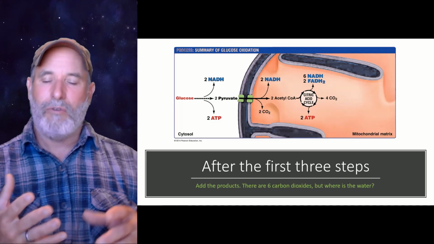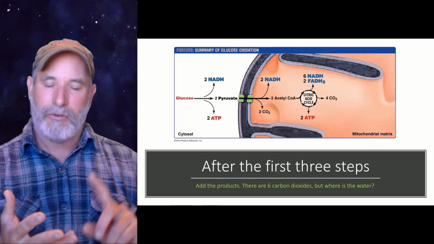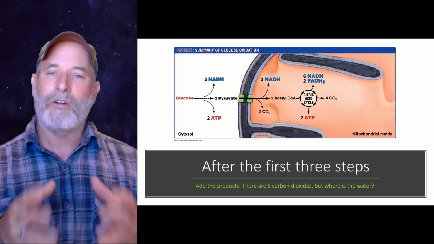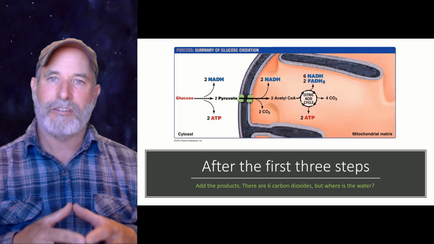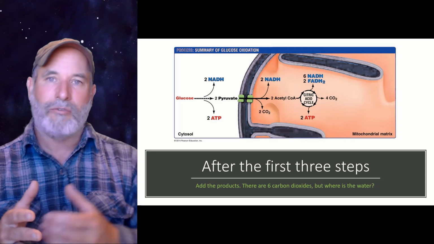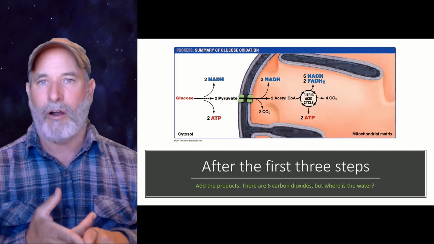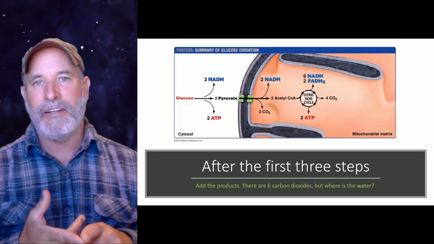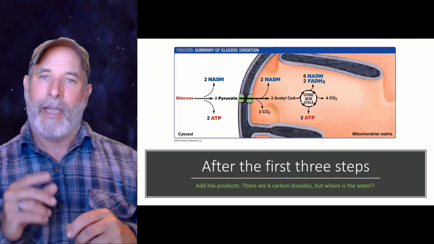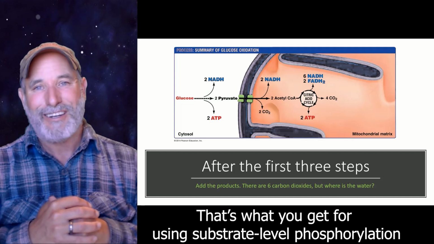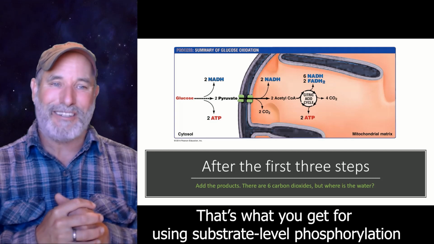So here we go. We went through glycolysis. We went through pyruvate oxidation. We went through the Krebs cycle. And what have we done? We've oxidized our organic molecule. We have ripped off all those high energy electrons and hydrogens. We have transferred them to our electron carriers, NADH, FADH2. And in the process, we have made a total of 4 ATPs. Yeah, not very much, is it?